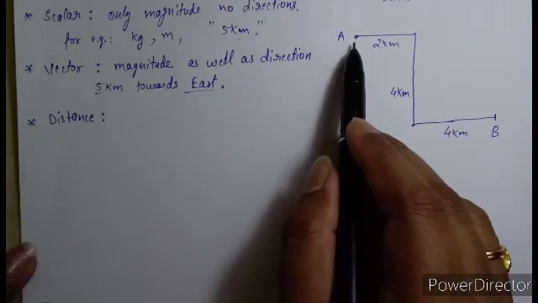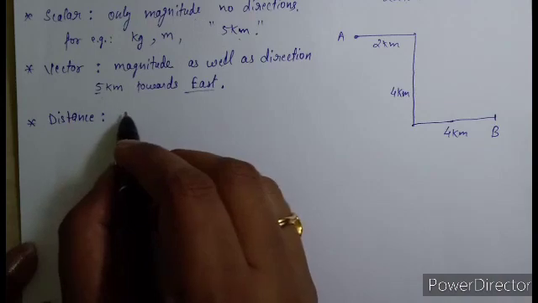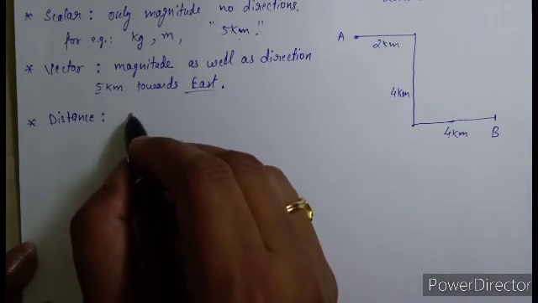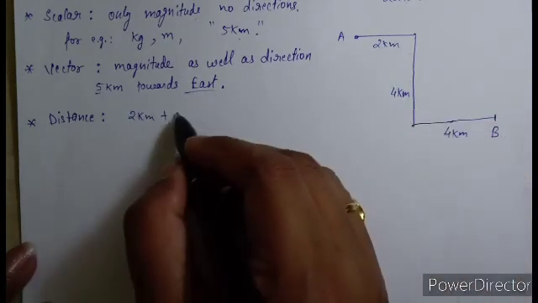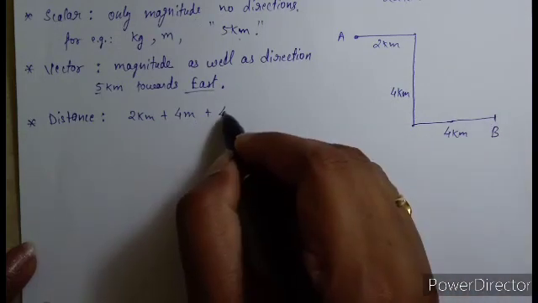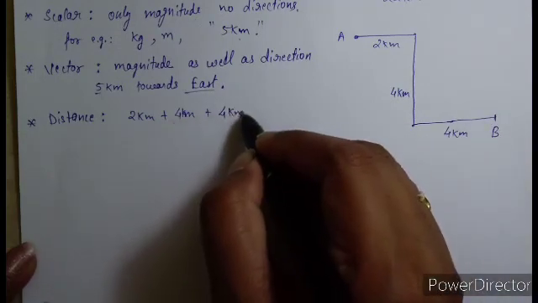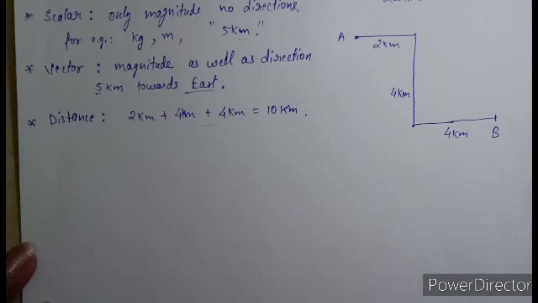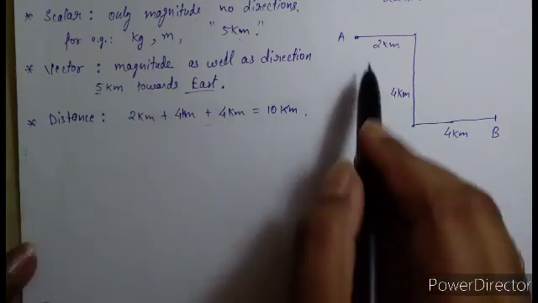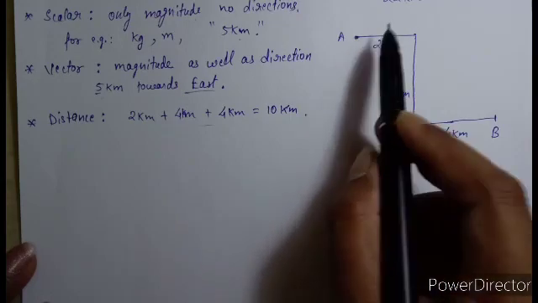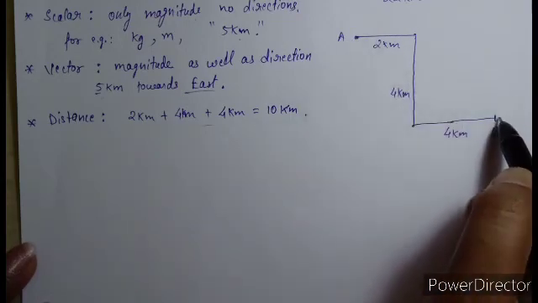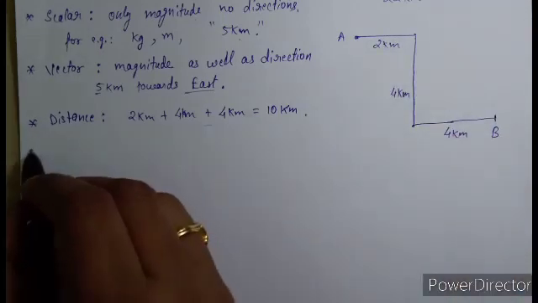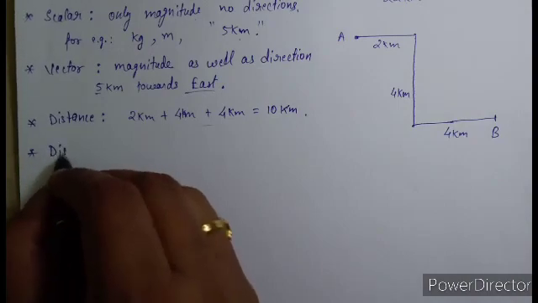Then the distance traveled by that object will be the total length of the path, that is 2 kilometers plus 4 kilometers plus 4 kilometers. It will give 10 kilometers. So this is the initial position from where the object started moving, and this is the final position where it reached after traveling a certain distance. Let us discuss displacement.